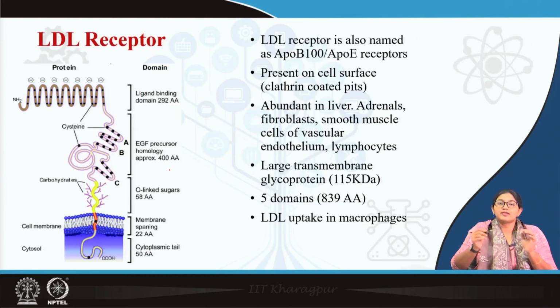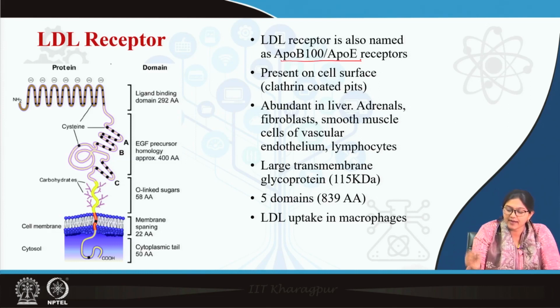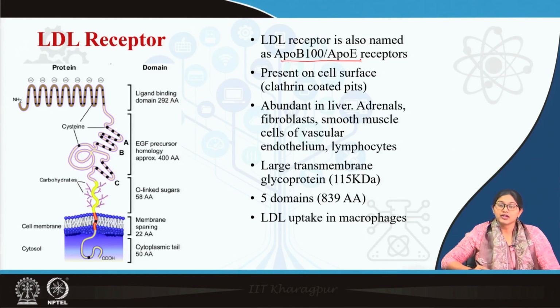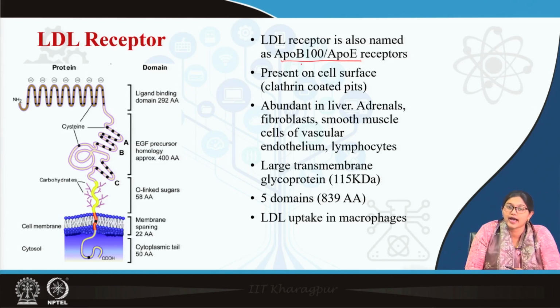The LDL receptor is also known as the ApoB100 ApoE receptor. Why is it the ApoB100 ApoE receptor? Because the LDL receptor senses ApoB100 or ApoE. So, this is the signaling molecule for the LDL receptor. It is basically acting as a ligand. The ligand for this receptor is ApoB100 or ApoE.